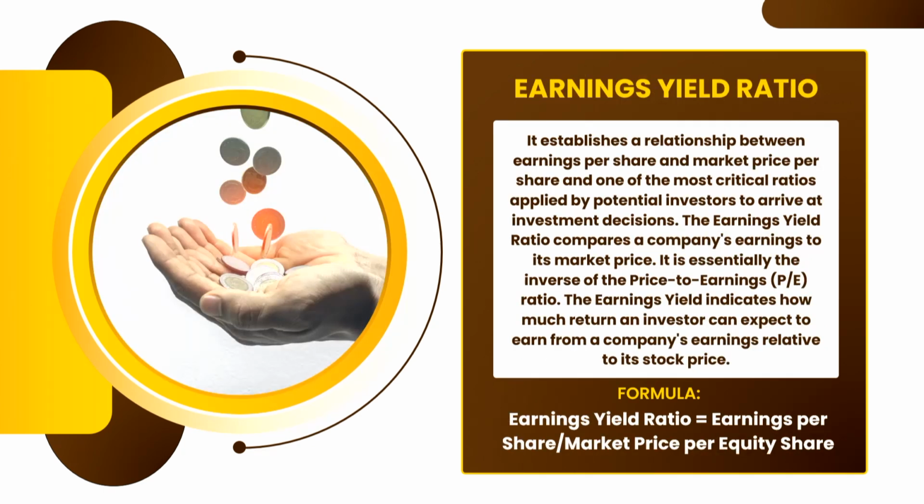Then moving further, it is the earning yield ratio. Now, when you talk about the earning yield ratio, it establishes a relationship between earning per share and market price per equity share. It is just the reciprocal of the price earning ratio. Now, why are you going for reciprocal?